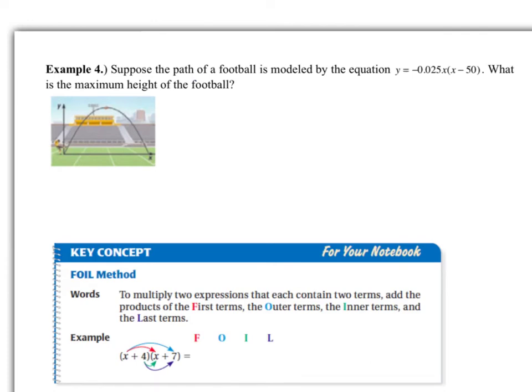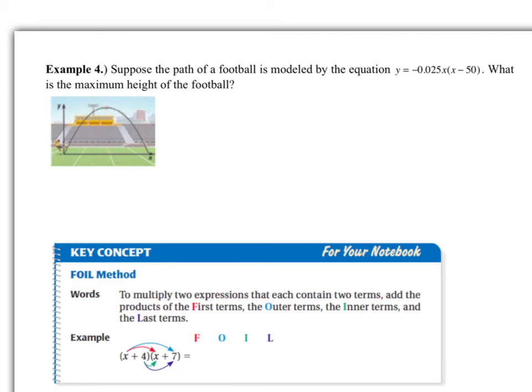For this next example, it says, suppose the path of the football is modeled by the equation y equals -0.025x times the quantity x minus 50. What is the maximum height of the football? So here we have a little picture here, and we have a person kicking the football. The maximum height up here would be at the vertex, the y value of the vertex, because y represents the height. The x value represents the time that it takes to get to that height. So we are actually looking for the y value of the vertex.